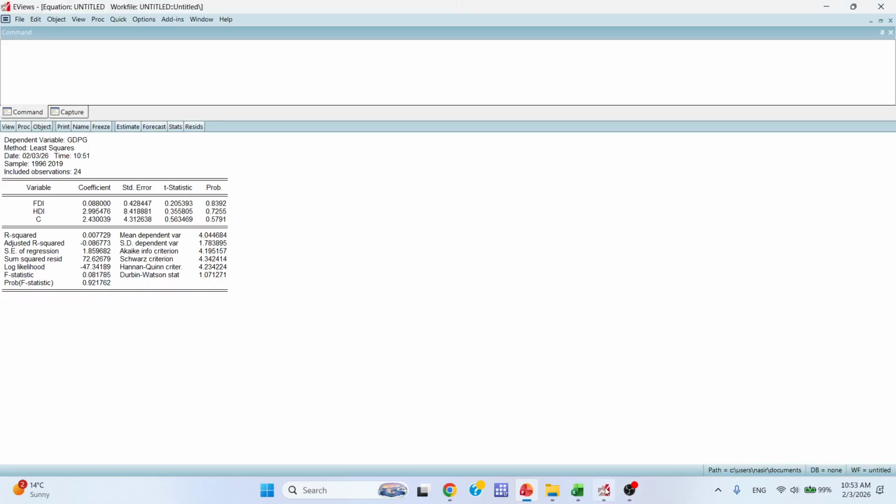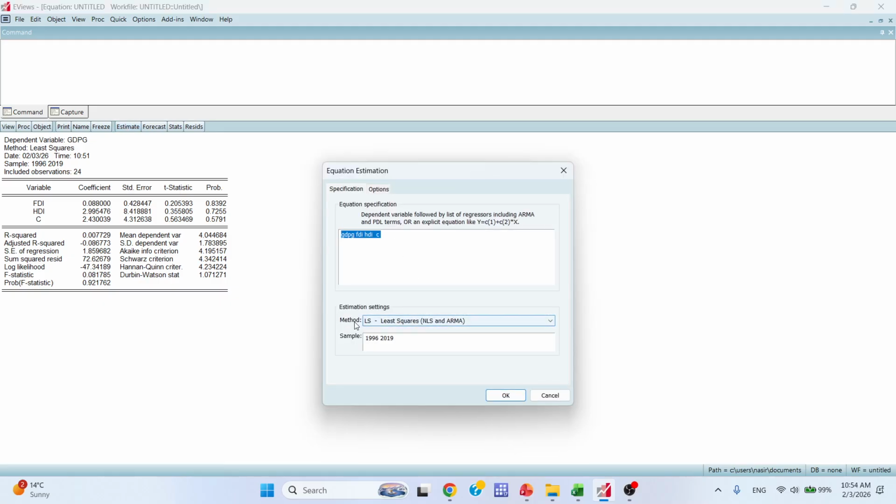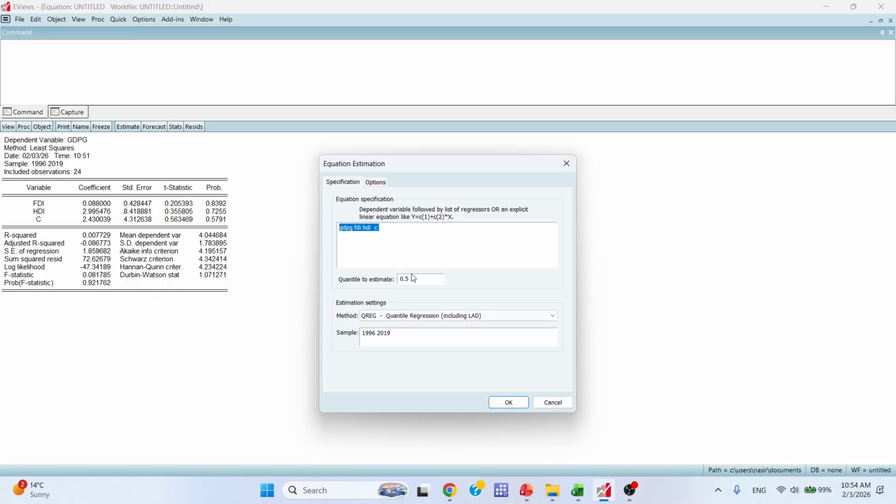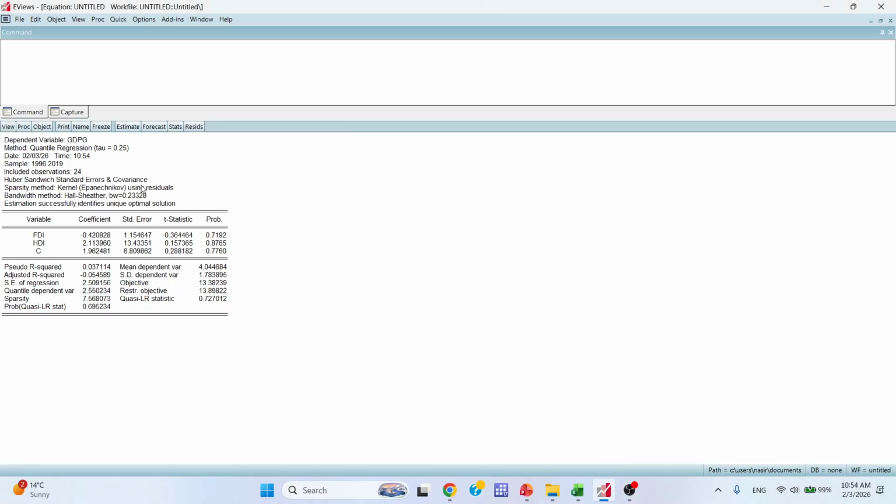Now let's apply quantile regression on the same data set. We have to go to Estimate and then go to Method, and here you can see that there is an option of quantile regression. Click on quantile regression, and by default it is selected at 0.5, or the median. We have to change it first to 0.25. Now you can see that it has given us the results.